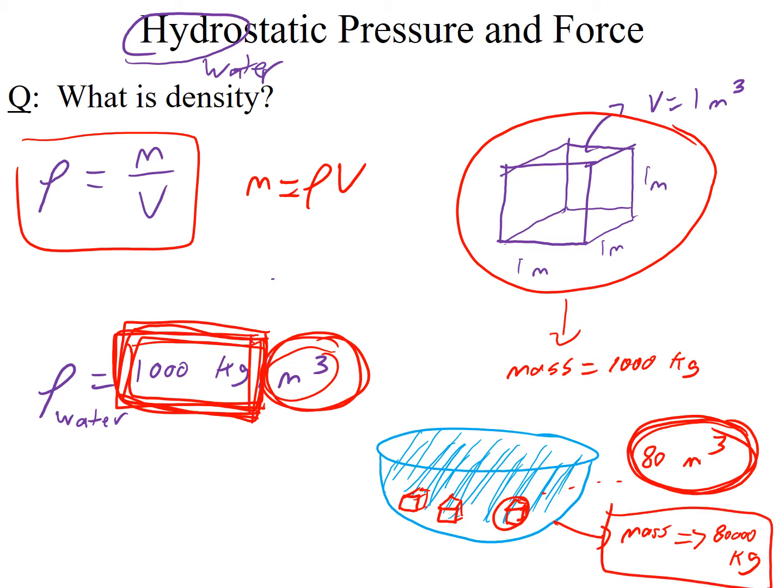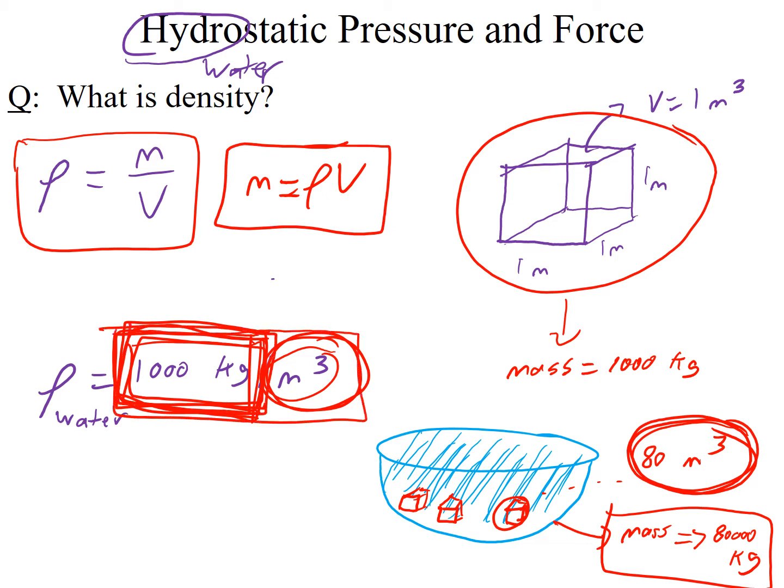So anytime you have a bunch of water, and in this video we're just looking at water, in a cup, in a pool, in the ocean, in a puddle, whatever it is, and you want to know the mass of the water, you just multiply the density times the volume. The density is going to be 1,000 kilograms per cubic meter. Multiply that by the volume of the water, and you'll get the mass of the water.